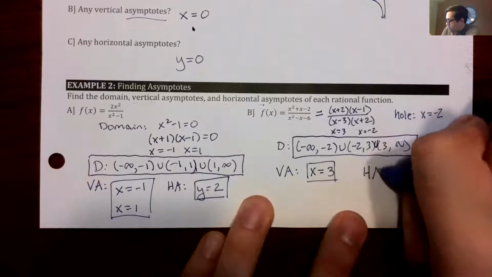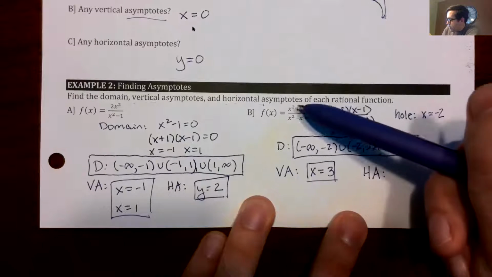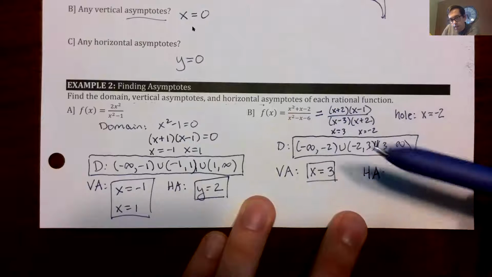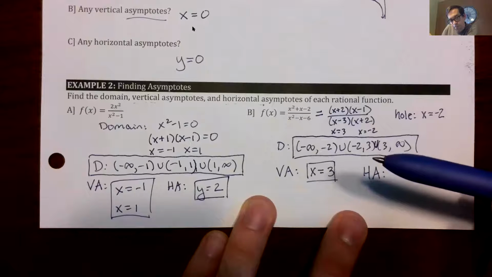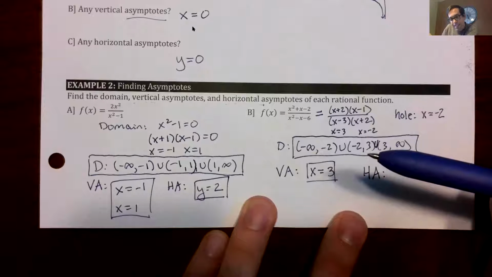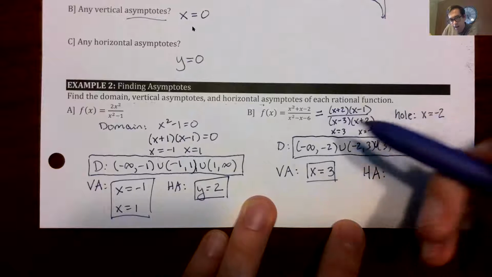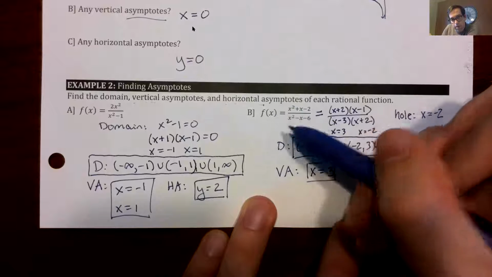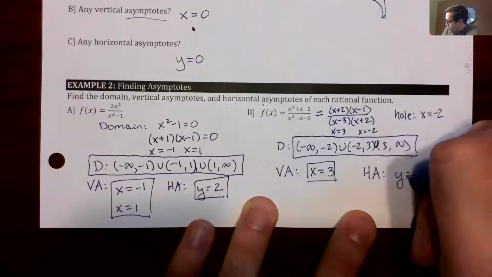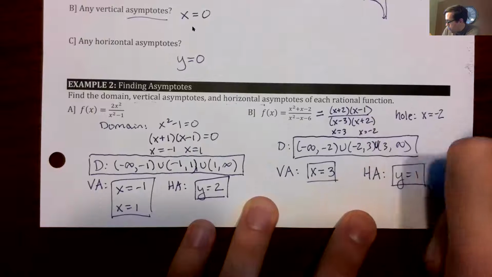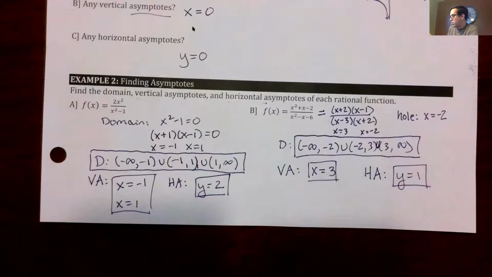And for horizontal asymptotes, let's compare the degree of the numerator and the degree of the denominator. Once again, they're the same. So that's each DC. Exponents are the same. Divide coefficients. So 1 divided by 1. So we're going to get y equals 1. All right, let's take a look at the graph of this one.